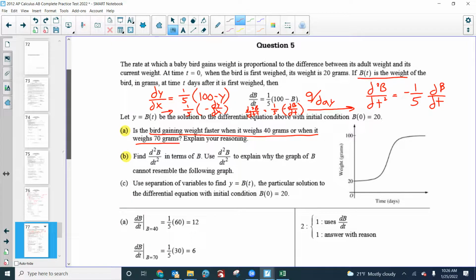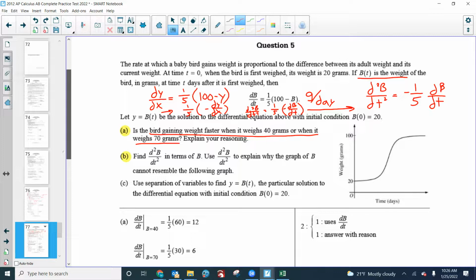Time, days, weight, grams. Describe what's happening to the weight of the bird. It is strictly what? Increasing. Good. The graph is strictly increasing. What is dB dt if the weight graph is always increasing? dB dt is always positive. Do you agree with that? Okay.